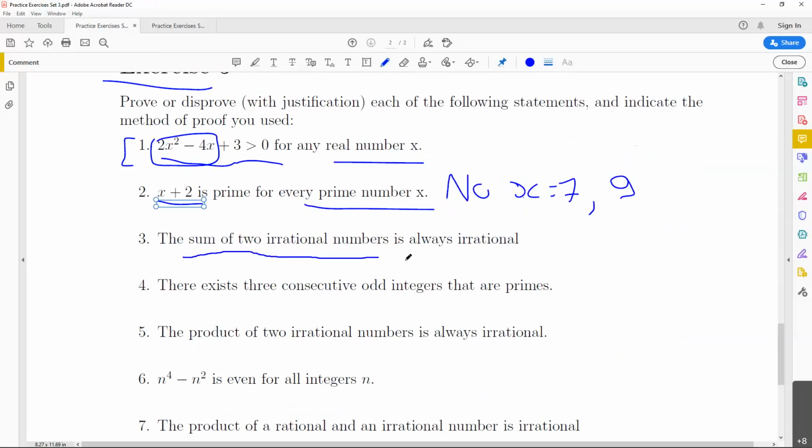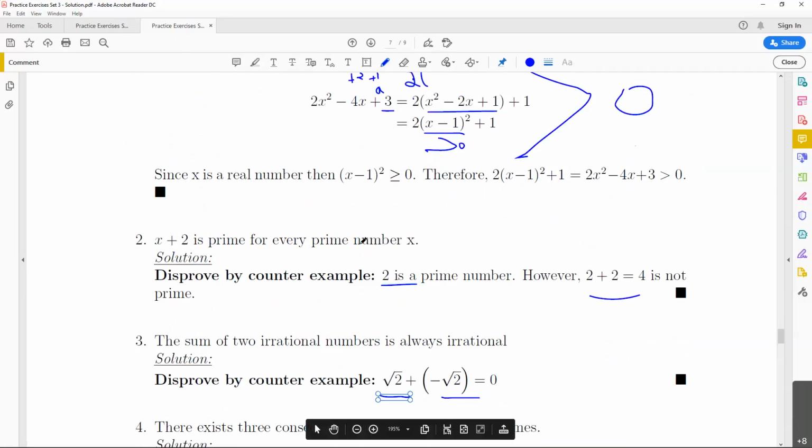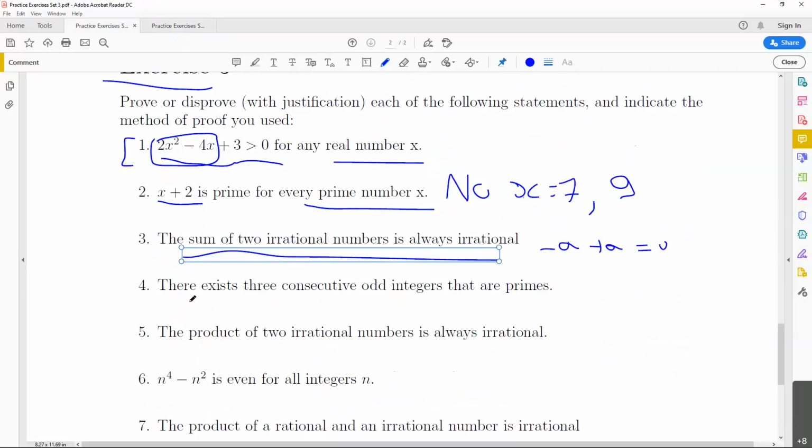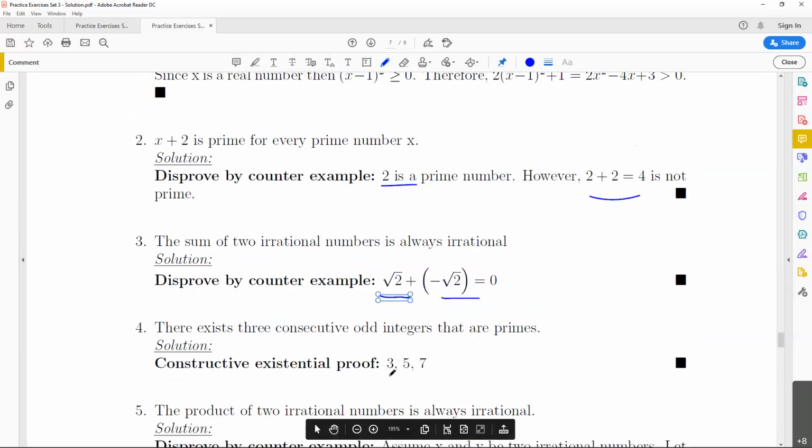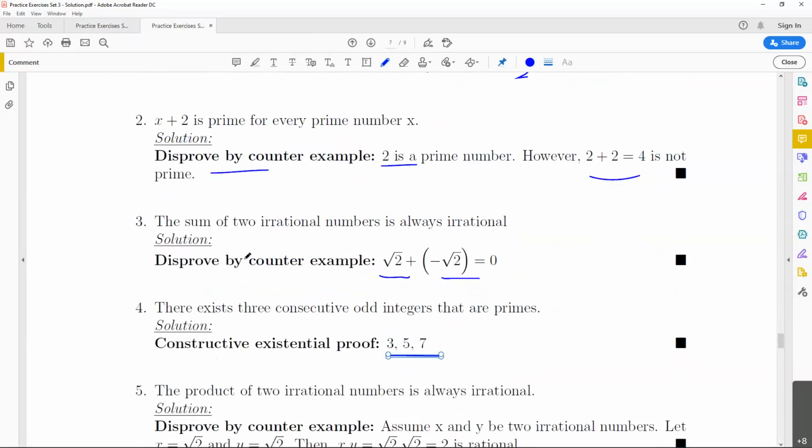The sum of two irrational numbers is always irrational. No, just minus a plus a is zero. Let a be irrational. So radical 2 plus minus radical 2. There exists 3 consecutive odd integers that are prime. Yes, apparently there is just 3, 5, and 7. They're odd, they're consecutive, they're prime. So, disprove by counter, constructive existential proof.